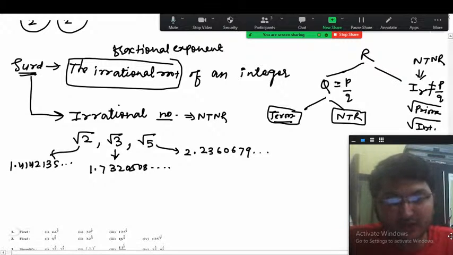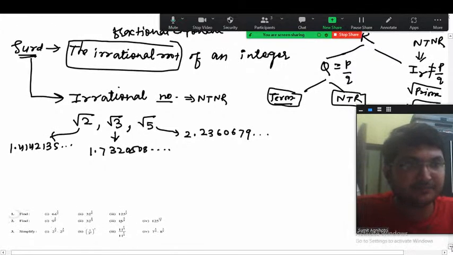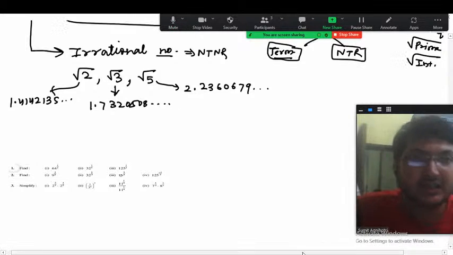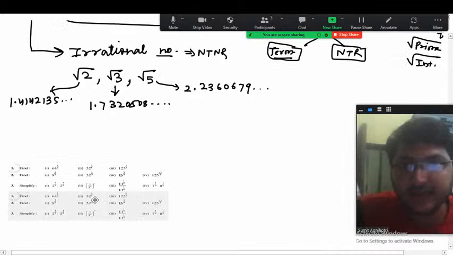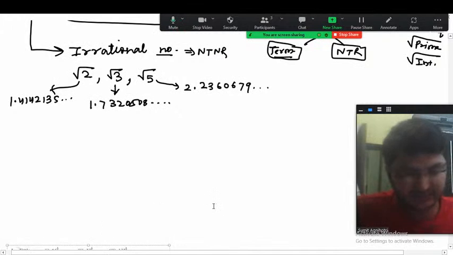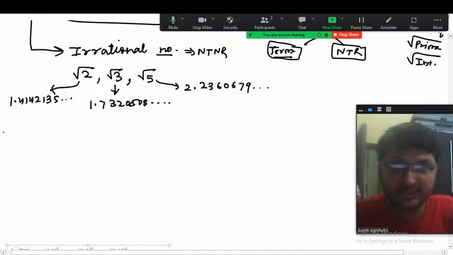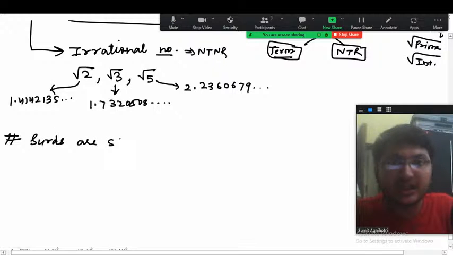Surds are square roots of numbers that cannot be simplified into a whole or rational number. Generally we consider square roots under surds. And square root of which type of number? Which can't be further simplified. Remember that as well. Surds are the square roots of numbers that cannot be simplified into a whole or rational number. This is also a definition of surd.